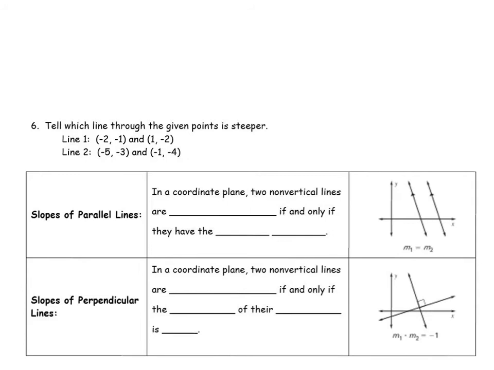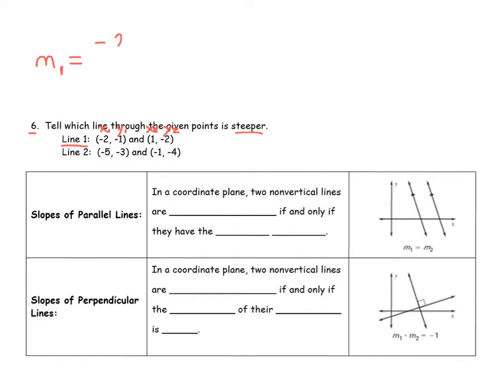So for example 6, I'm trying to figure out which of these 2 lines is actually steeper. So we'll start with line 1, and you can label your points if you'd like. It's going to be hard to get my labels in here. And we'll say the first point is x1, y1, second one is x2, y2. Then we'll calculate our slope. So this is the slope for line 1.